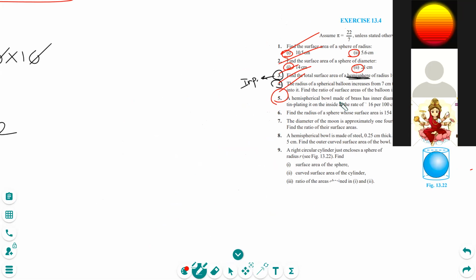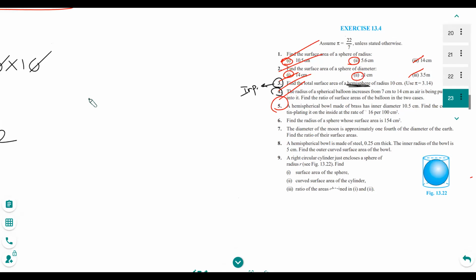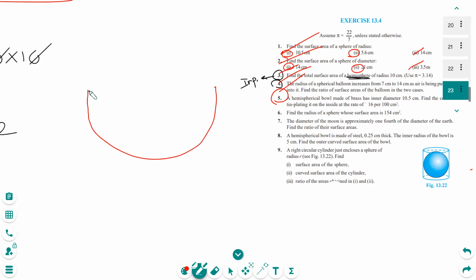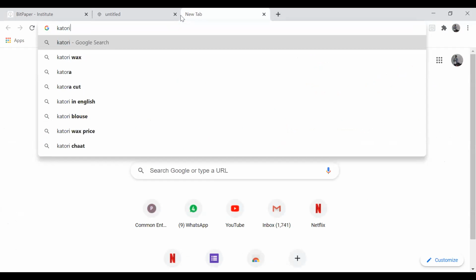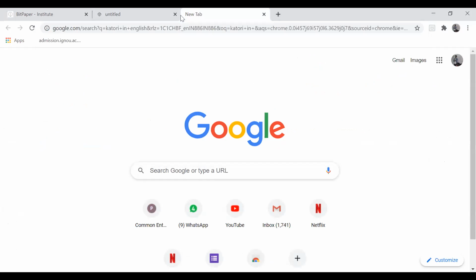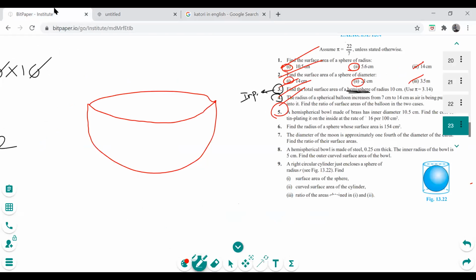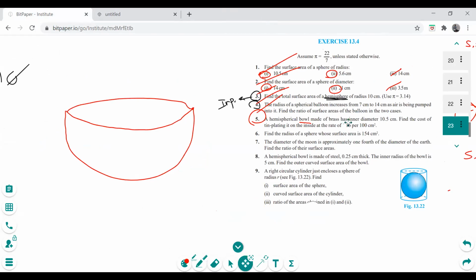A hemispherical ball. Okay, there is a hemispherical ball. Let me draw a hemispherical ball. Something like this, something like a katori. What do we call katori in English? Bowl. Yeah, bowl. Let me check. A bowl, that's good. I thought there would be another word. So I have a bowl. Okay, it's written in the question. So it's a hemispherical bowl made of brass. Brass is a kind of alloy actually.